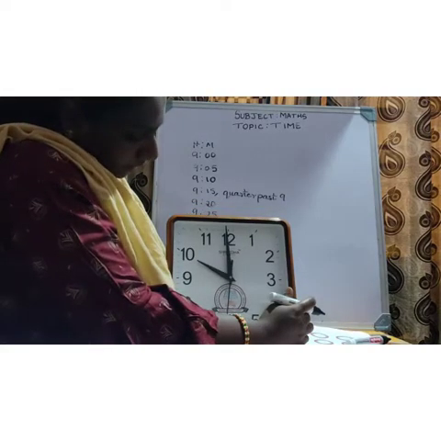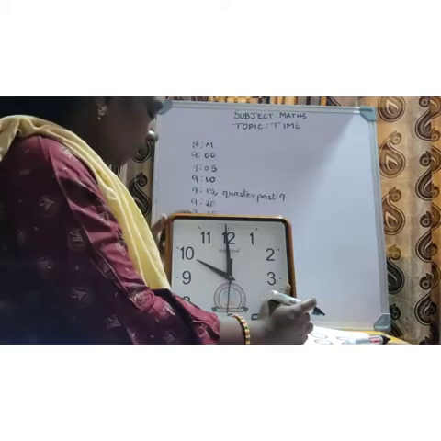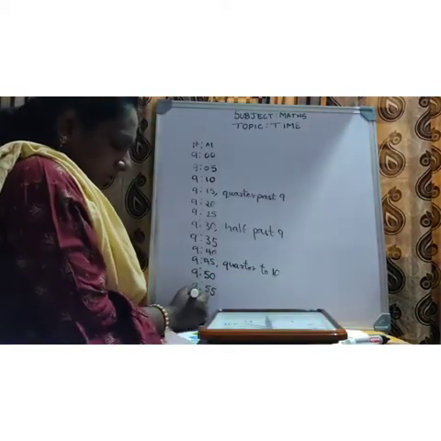If the minute hand is at 12 and the small hand is at 10, so now what is the time? It is 10 o'clock. What is the time? It is 10 o'clock.